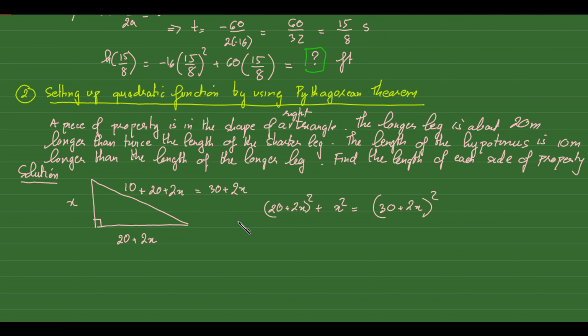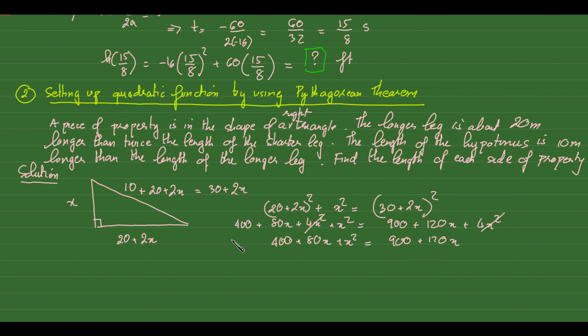Expanding gives you 400 plus 80x plus 4x squared plus x squared, equal to 900 plus 120x plus 4x squared. Okay, so the 4x squared cancels. What we have left is 400 plus 80x plus x squared equal to 900 plus 120x.